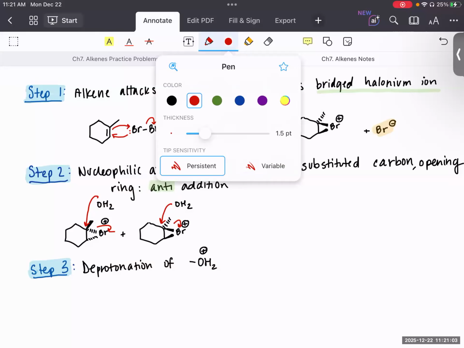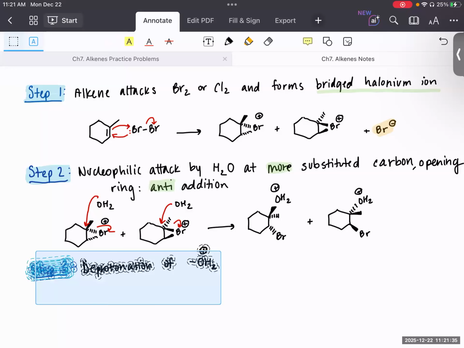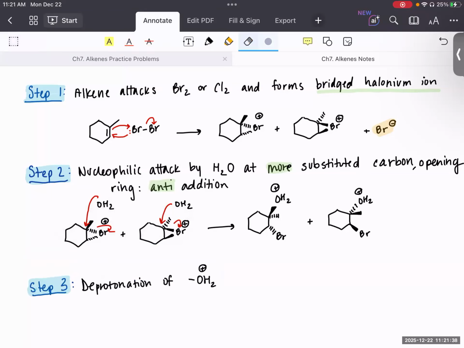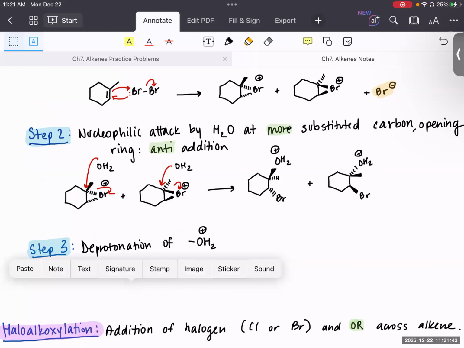And so we end up adding on OH2. Similar to the previous mechanism, we're adding on that OH2 anti to the starting bridged bromonium structure. And what we'll notice is that similar to the hydration reaction from the previous video, we end up having a charge on that OH2. And so in our last step of the reaction, we're going to deprotonate that OH2 to end up back at the OH.